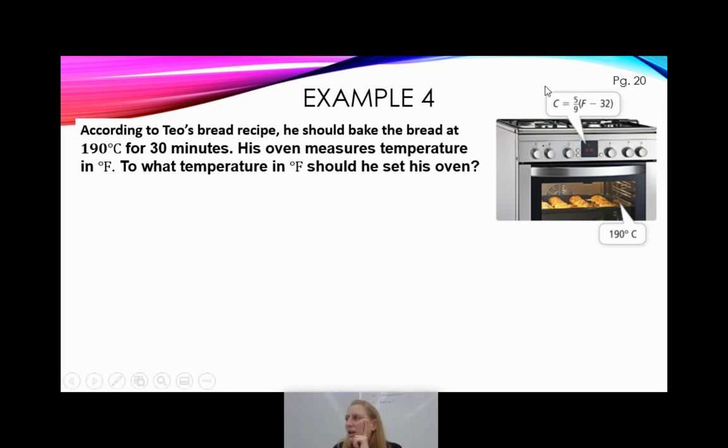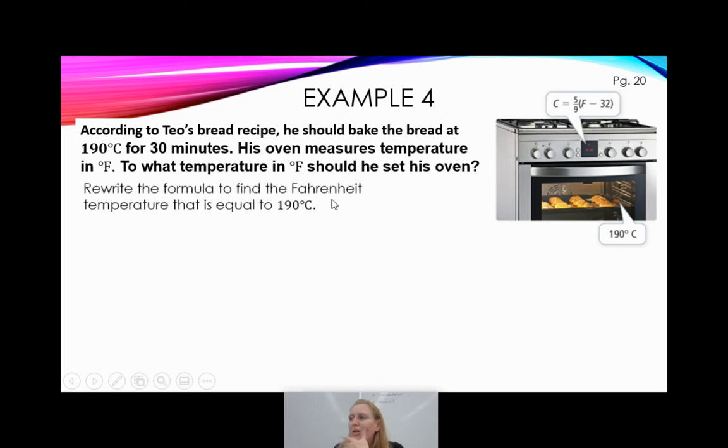So let's take a look. I have this lovely equation here. The only thing is, I'm not trying to find C. I have C. I'm trying to find F. So I think we should take this formula and rewrite it to find the Fahrenheit temperature. C is equal to 190 degrees. So I'm going to take this equation and solve it for F.